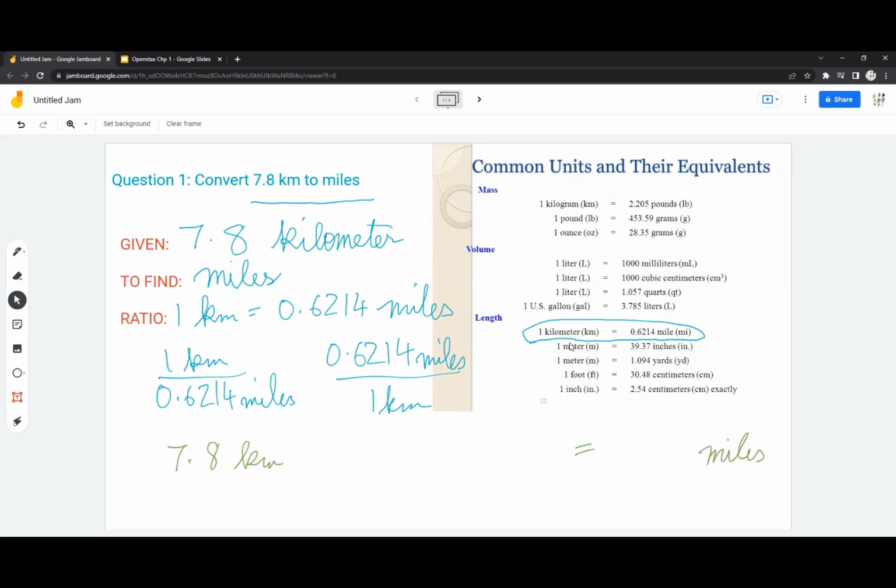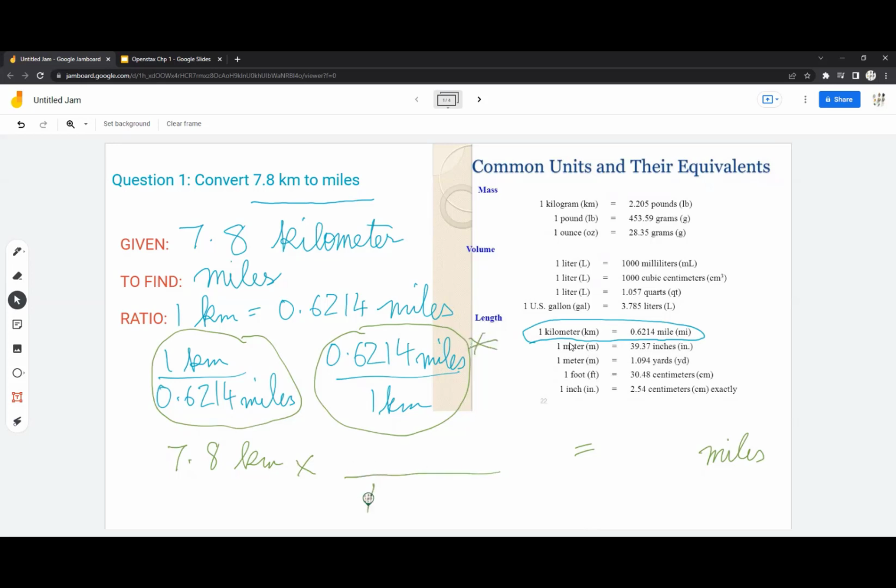So what do I multiply it by? Look at our two options. This is one ratio and this is the other ratio. Which of these could I multiply with so that my kilometers cancel out and I'm just left with miles? So the answer is this one.